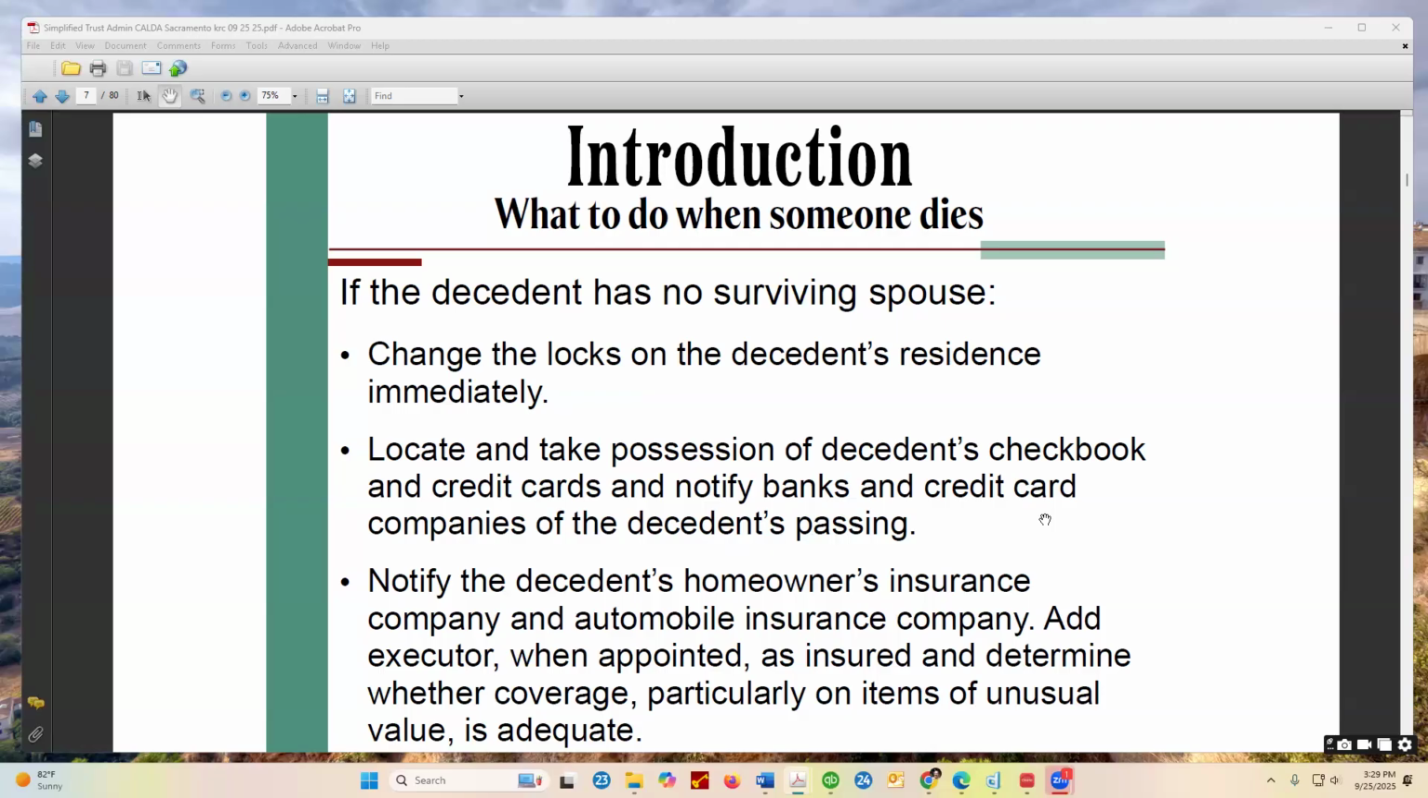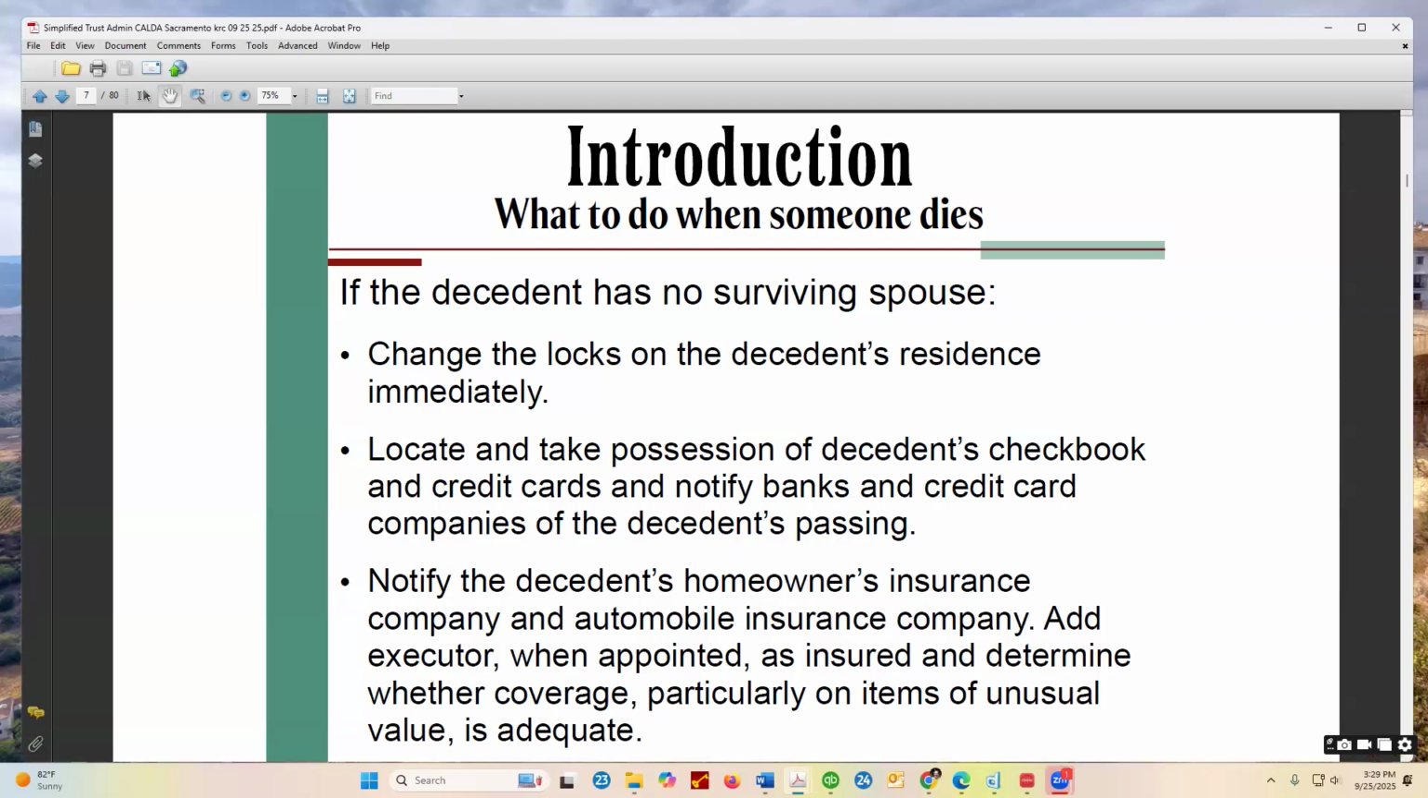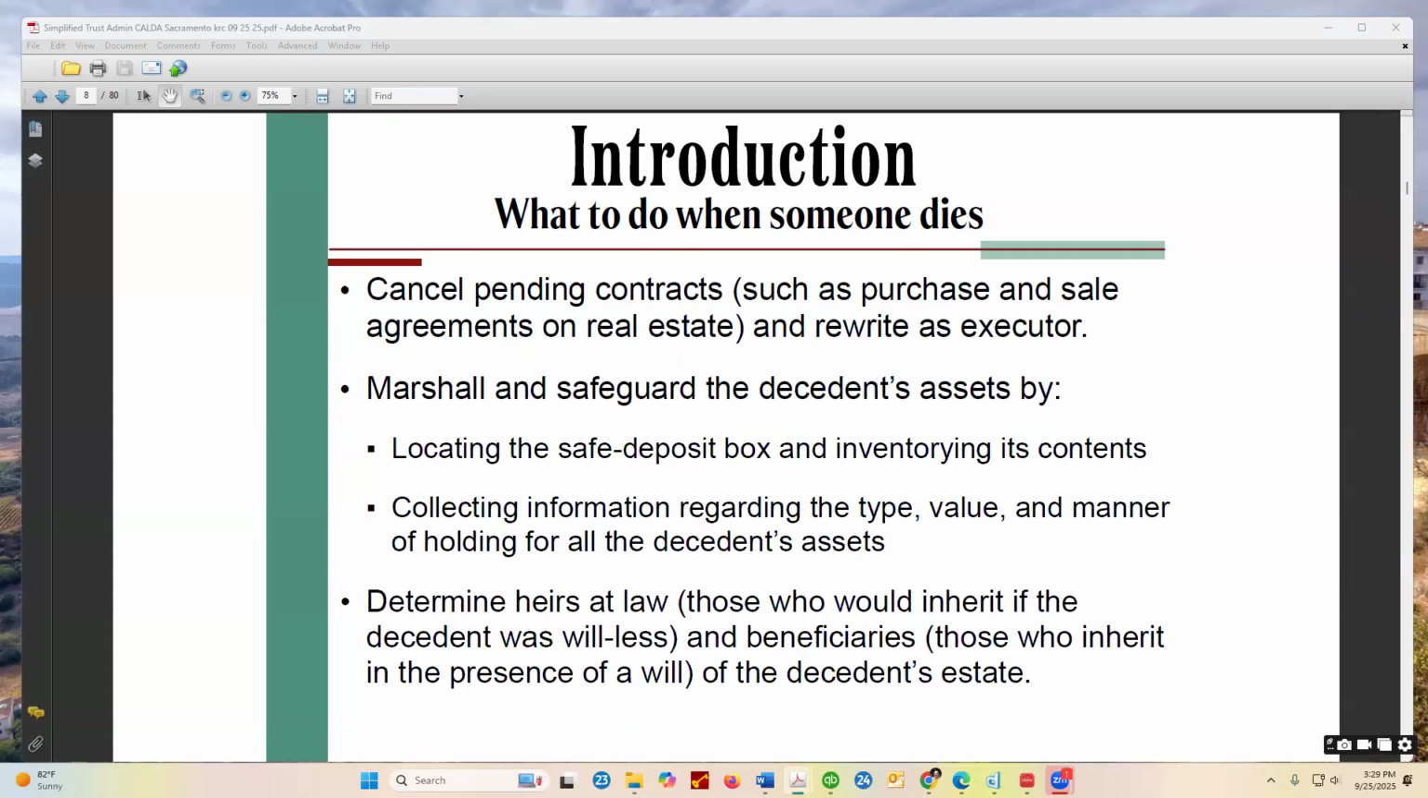You might notify the homeowner's insurance company and auto insurance of the death to make sure that the coverage is adequate, because you're responsible for protecting the assets that are in the trust. So if you don't have enough, like say fire insurance on a house, you could be held personally liable if later there was a fire and you did not have the proper insurance.